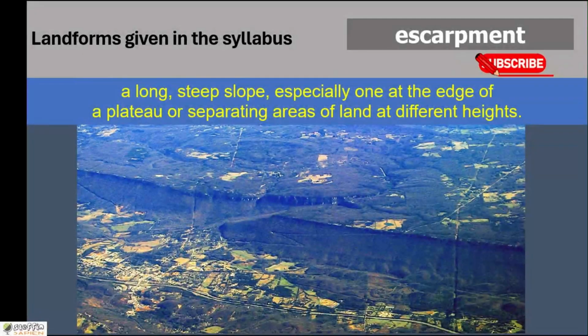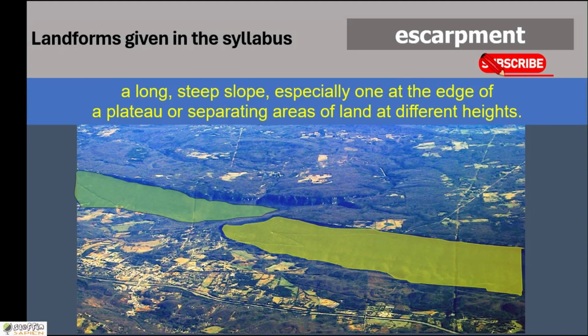Escarpments are sudden drops in the edge of elevated landforms like plateaus. When the edge of plateaus or any other landform decreases very rapidly in a very short distance, then that is what is called an escarpment or a scarp face. Here in this diagram, we have these shaded areas. These are sharply dropping areas.